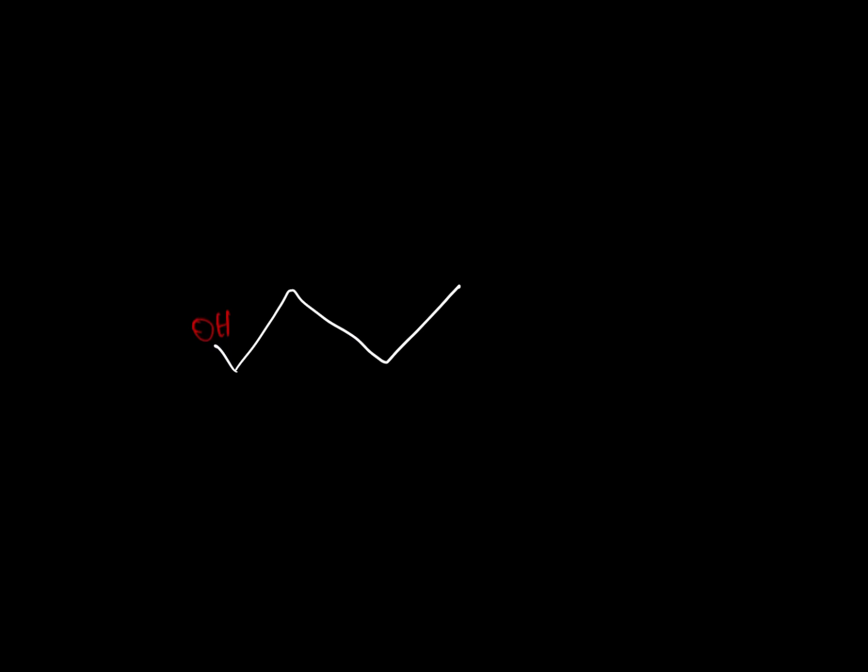Well, we want to count it so that the OH number is the lowest. We could count from right to left, but you could see that the OH is on carbon 4. But if we count from left to right, the OH is going to be on carbon 1. We always want the OH to be on the lowest carbon possible. So we go with the red way of counting, in this case from left to right.